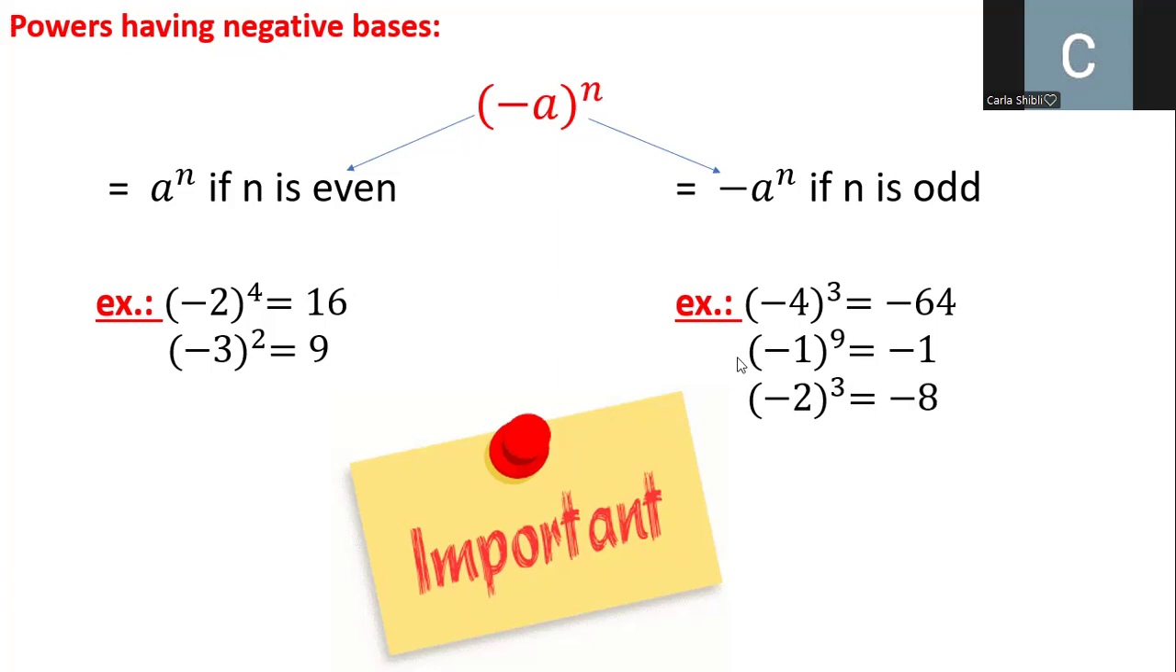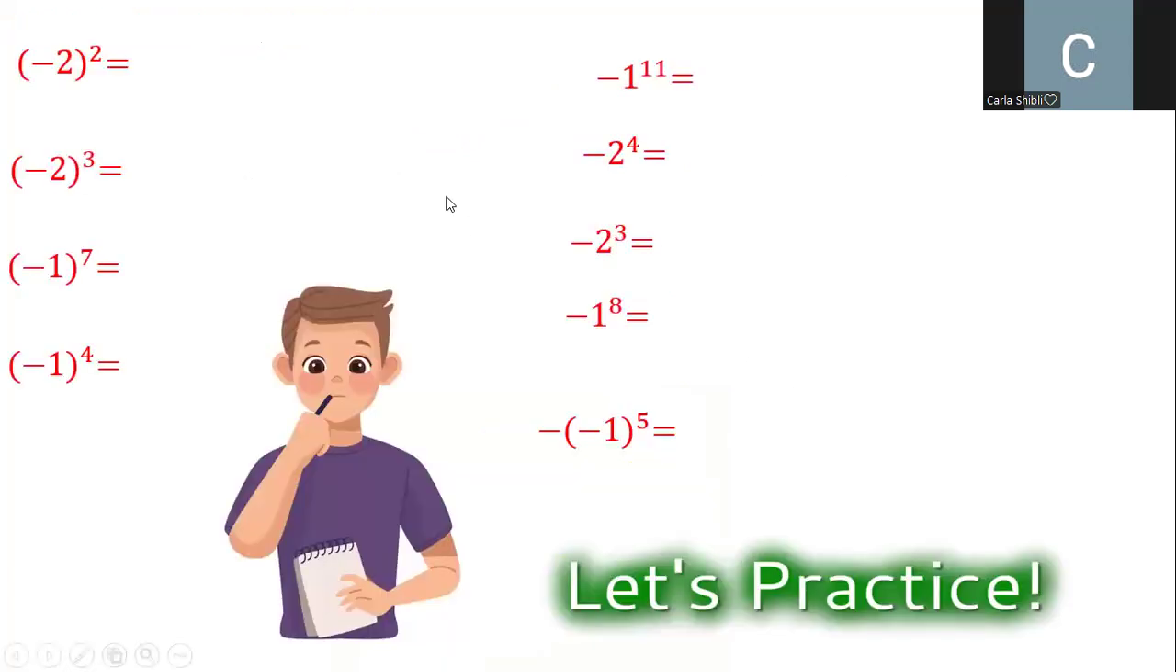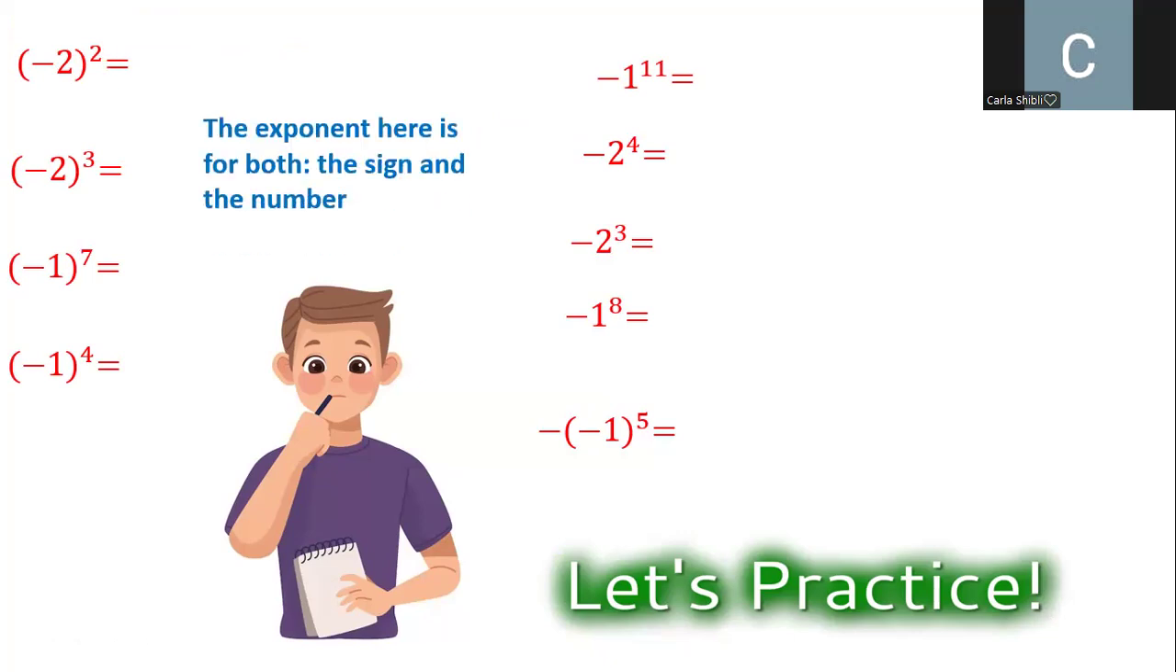Please practice this rule. It's very, very important, and study the 2 cases well. Now I will continue. Let's practice these exercises together to see the difference between this way of writing and this way of writing. I have minus 2, all of it squared. This is a negative base. Why? Since it's written in between parentheses and outside we have an exponent. So here the exponent outside is for both, for the sign and the number.